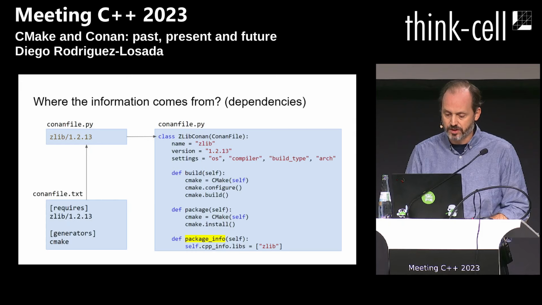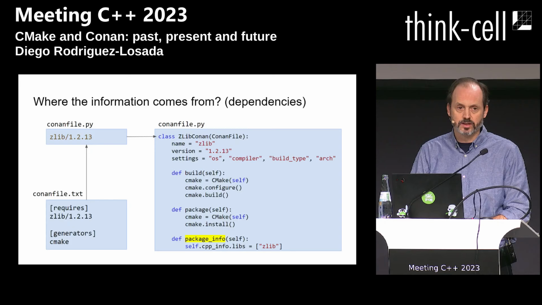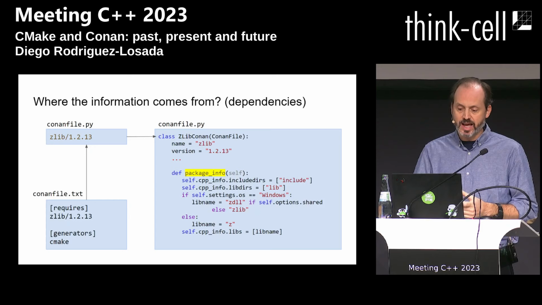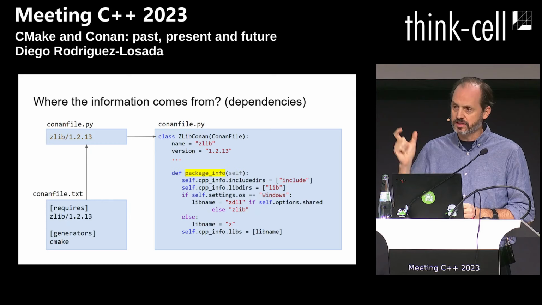This is more or less how a recipe for the zlib library looks like. It will contain different methods, like the build method, the package method. It describes how this package is built from source to create the binary. But the most important thing that I wanted to focus on today is the package_info method. Because this method here is the one that contains the information for the consumers. It is the one defining, for this package, the headers are in the include folder, libraries are in the lib folder. The library name itself can change.